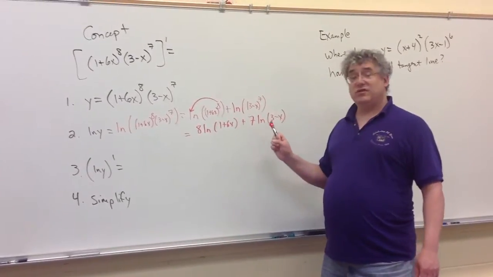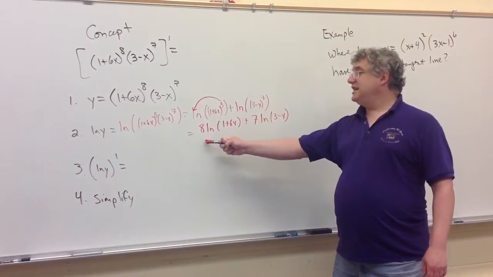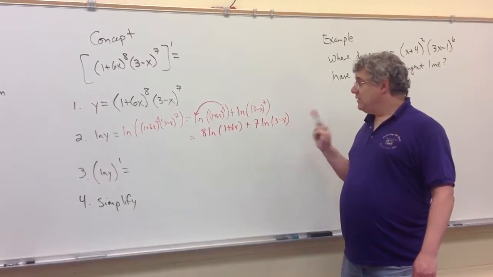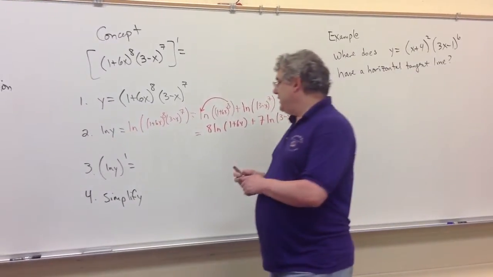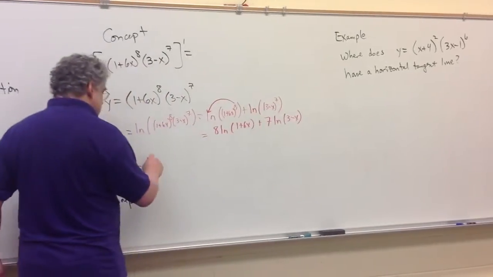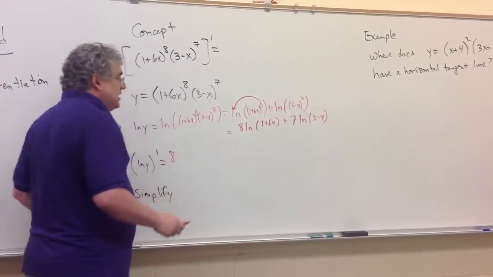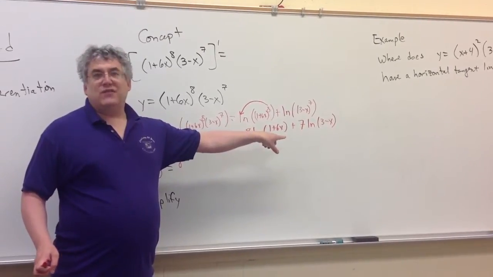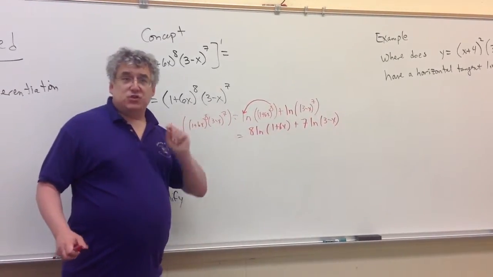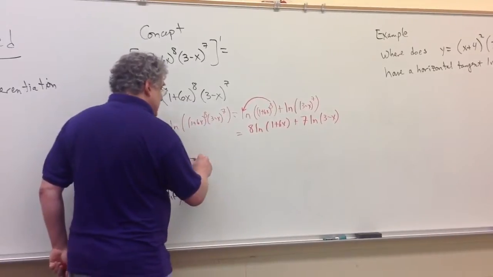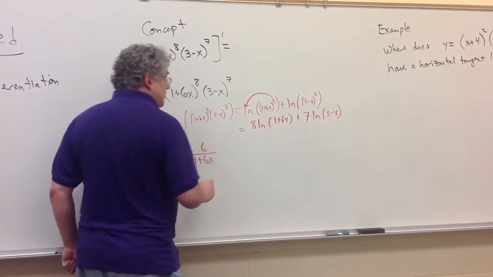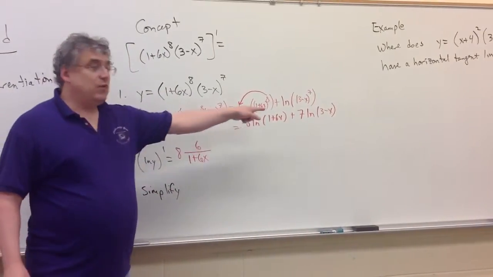So when I take the derivative of the natural log of y, I'm just taking the derivative of all of this. That's all I'm doing. So the derivative of that first piece, it's 8 times something, so it's just 8 times the derivative of that something. The something here is the natural log of some function. We have a rule for that. The derivative of the natural log of some function is going to have that function on the bottom and the derivative of it on the top. Likewise, the other one.